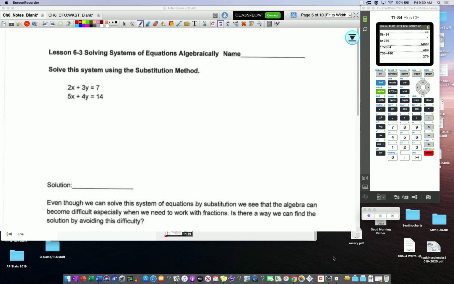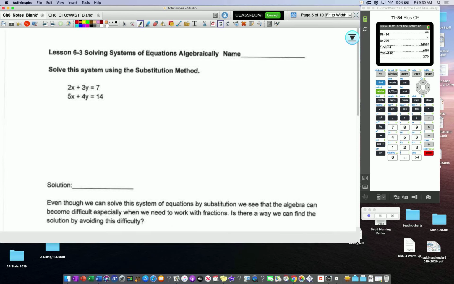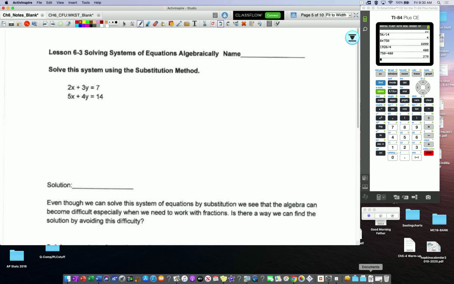So today we're going to continue our work with solving systems of equations. We're going to take a look at a second way to solve these systems algebraically. This method, later on we'll call it the elimination method. But I just want to take a look at why sometimes it's very helpful to know another method.